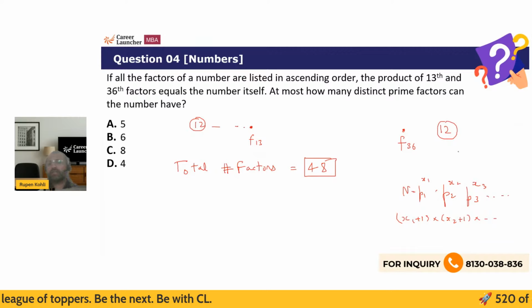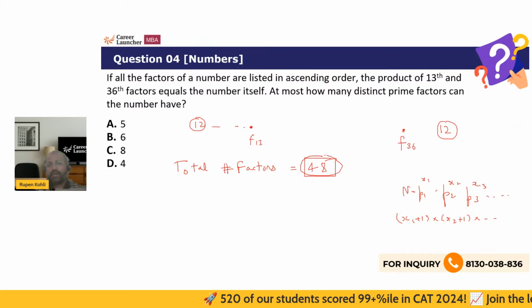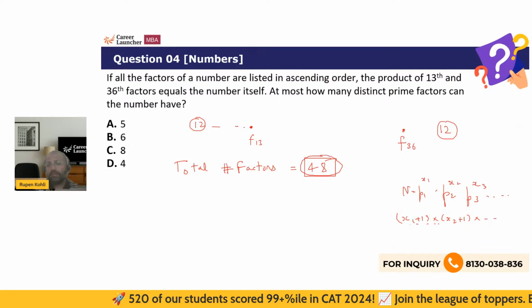The question is asking to maximize the number of distinct prime factors, for which this 48 you can understand is the product of (x1 plus 1) (x2 plus 1).